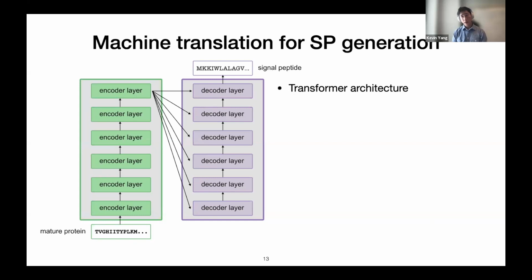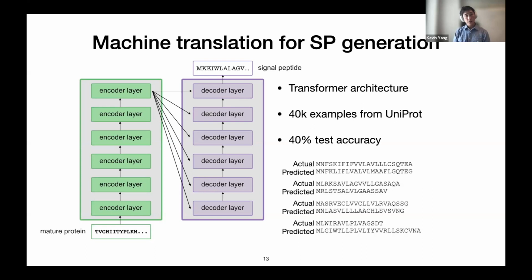We use a transformer architecture. We actually didn't have that much data. We trained this on 40K examples from UniProt. We actually only used Swiss-Prot annotations, which is much smaller. And we got up to 40% test accuracy. Here are some examples of actual and predicted signal peptides. You can see some of them look pretty good. They've learned that things start with M. They've learned that there's a fair amount of Bs and Ls.